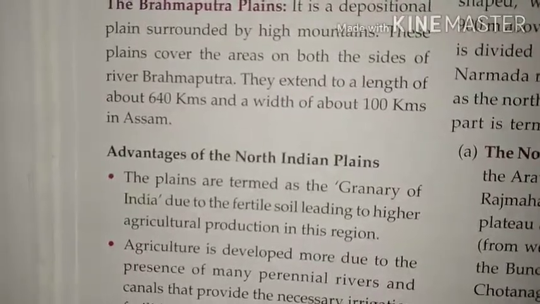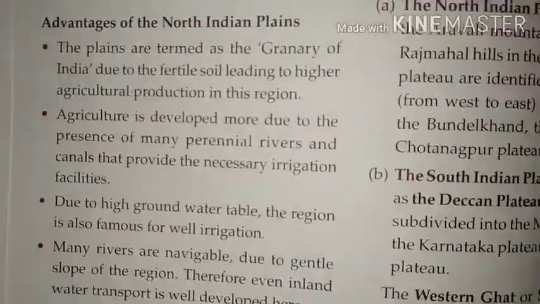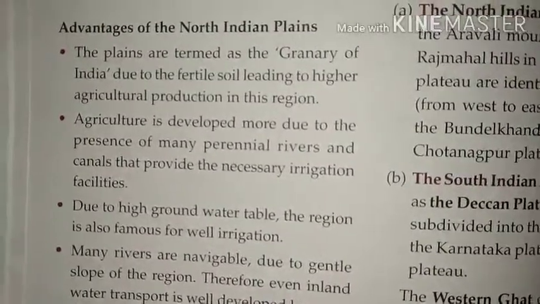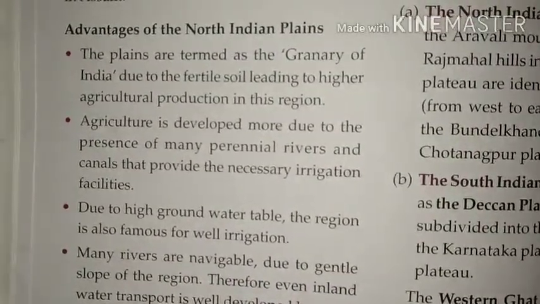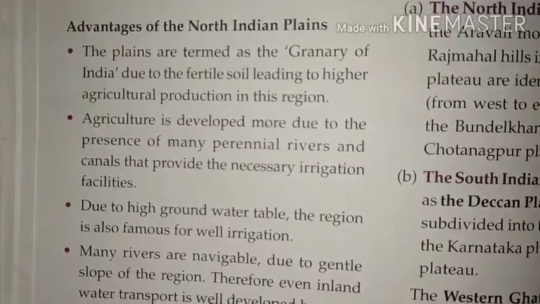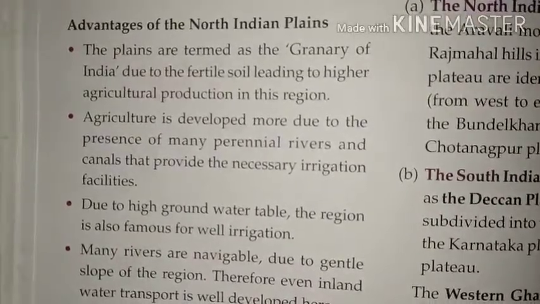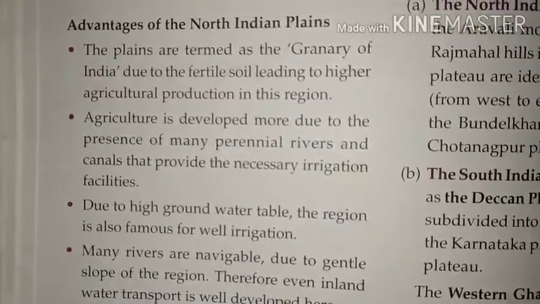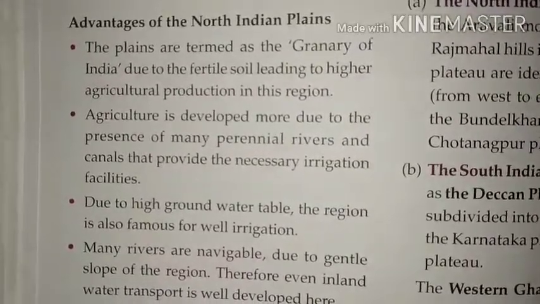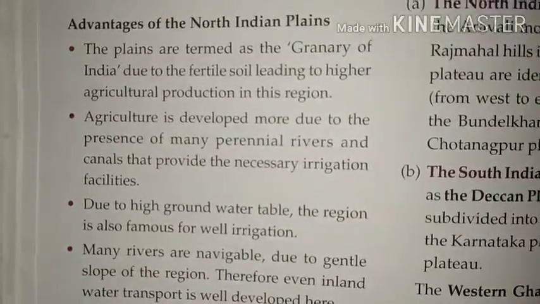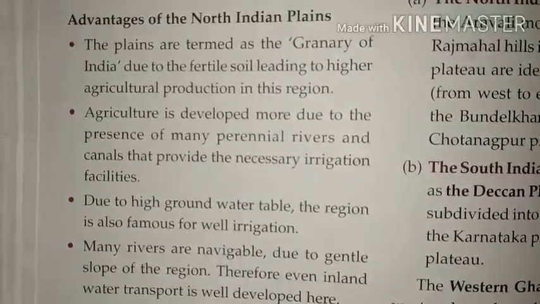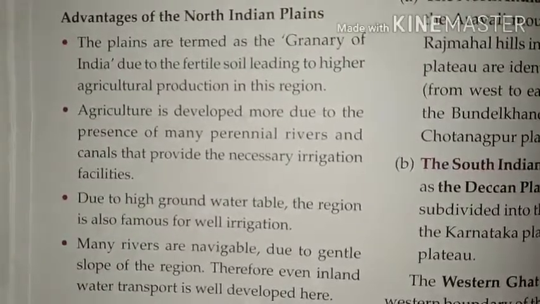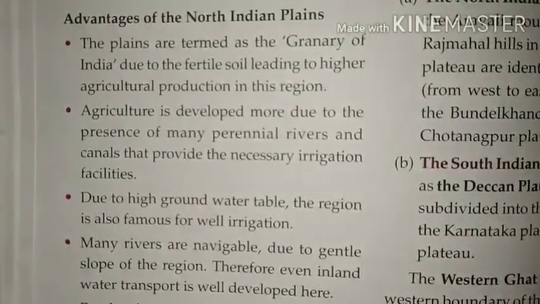Now let us talk about the advantages of the North Indian plains. The plains are termed as the granary of India due to the fertile soil, leading to higher agricultural production in this region. So these are the advantages. The first advantage is that the northern plains are also known as granary of India. Why is it called granary of India? Because most of the agricultural product which we are consuming comes from the northern plains.